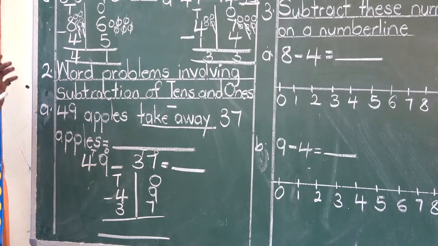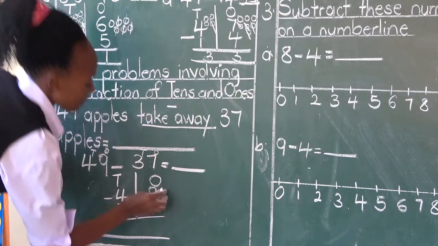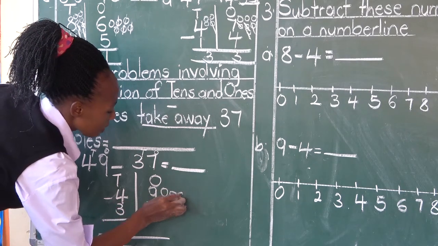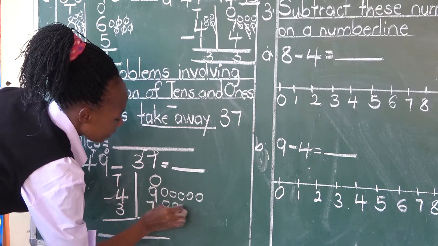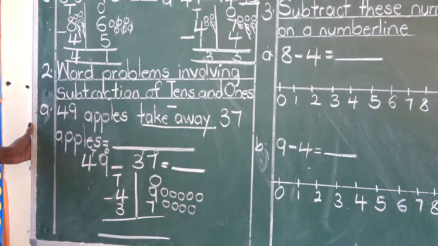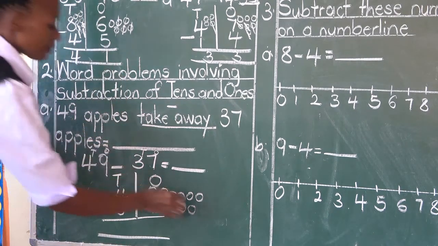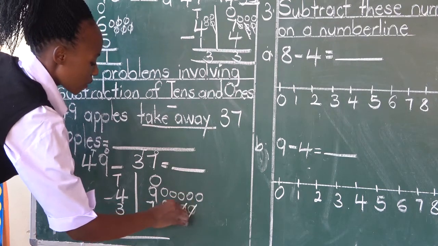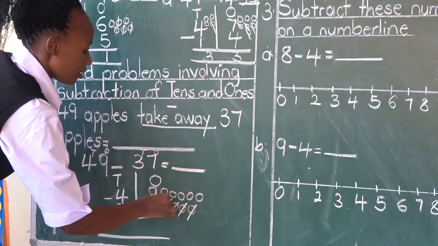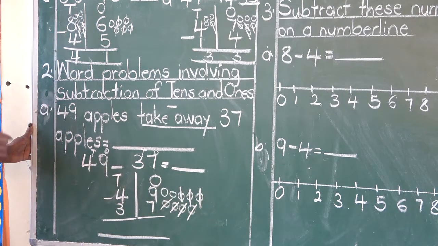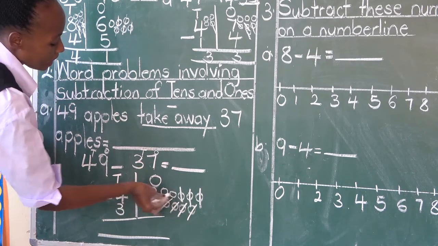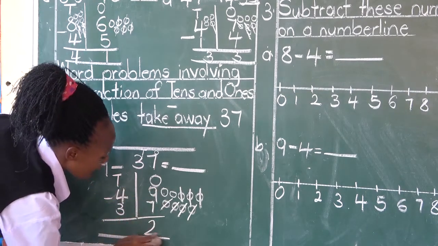Meaning that we are going to first draw 9 balls: 1, 2, 3, 4, 5, 6, 7, 8, 9. Now we are going to cross out 7: 1, 2, 3, 4, 5, 6, 7. How many have we remained with? 1, 2. Write 2 under 1s.